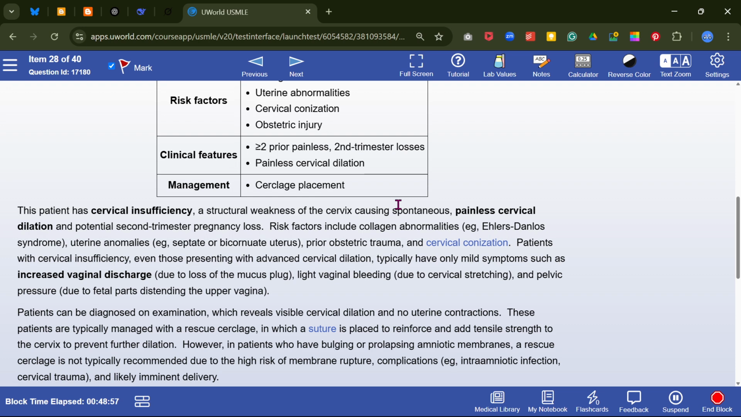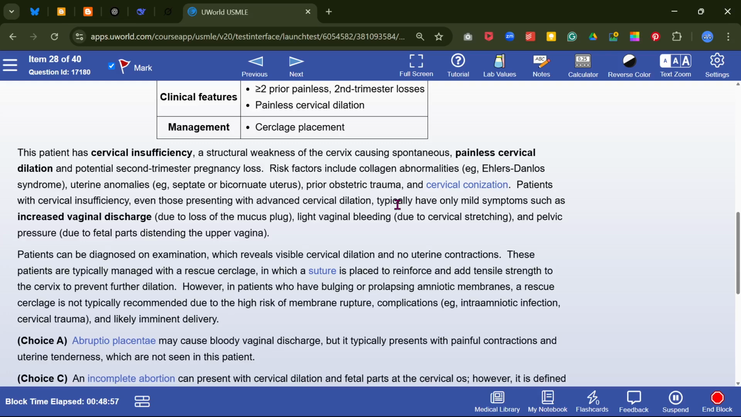However, in patients who have a bulging or prolapsing amniotic membrane, a rescue cerclage is not typically recommended due to the high risk of membrane rupture, complications, intraamniotic infection, cervical trauma, and likely imminent delivery.